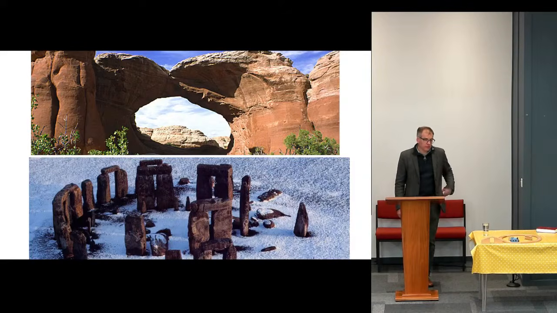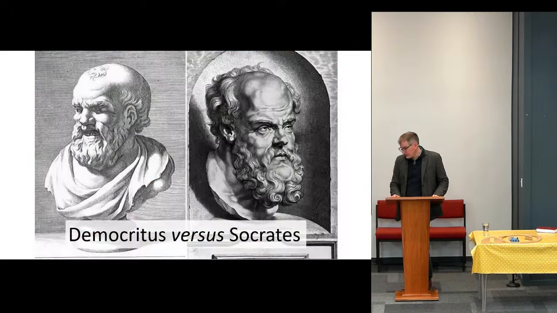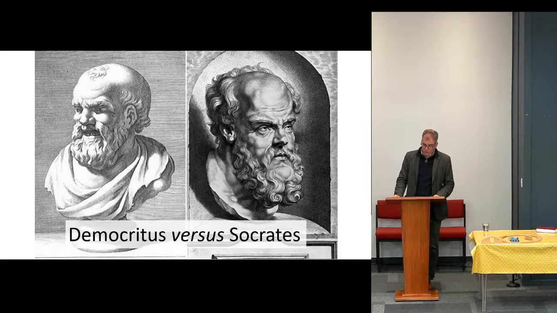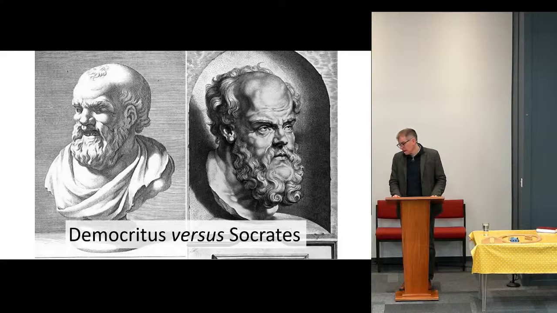Now this is a very, very ancient thing that has been pointed out. So for example, among the ancient Greeks, there were two philosophers, one called Democritus and one called Socrates. And Democritus said, well, everything looks very, very well designed, but maybe we've just won a kind of cosmic lottery.